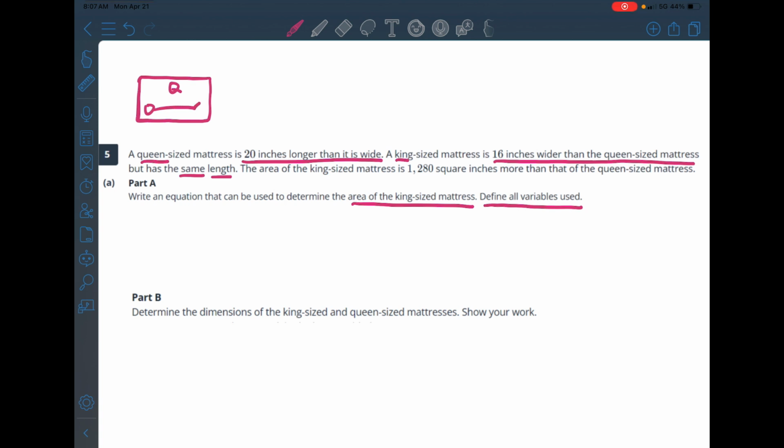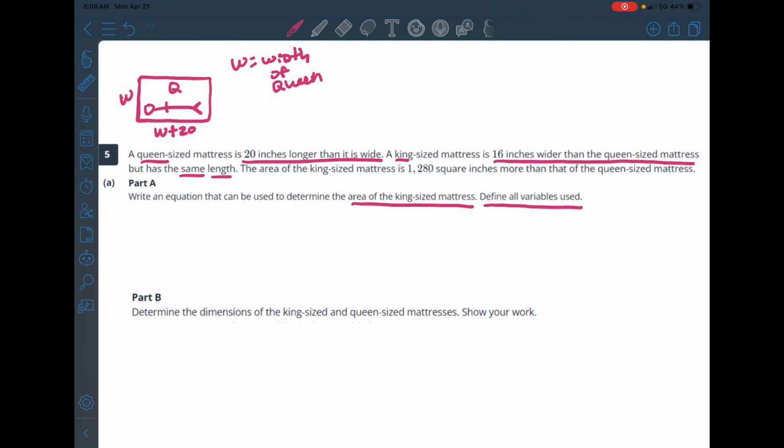And if we're laying on this, this is our length, and this is our width. Well, we don't know anything about that width, but we do know that the length is 20 inches longer than the width. So if we do this, then there we go. We have that. It also says, hey, define our variables. So we would say W equals the width of the queen. All right, you have to give all the information it's asking for.